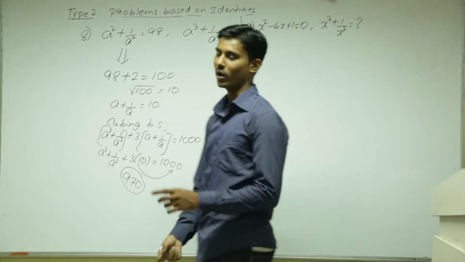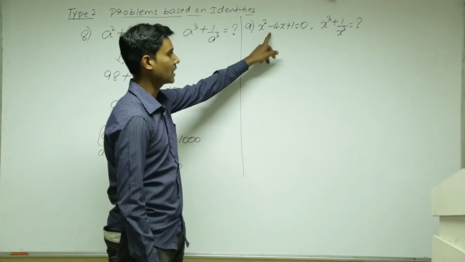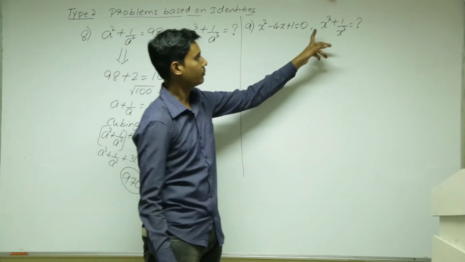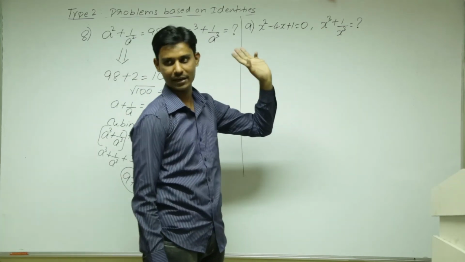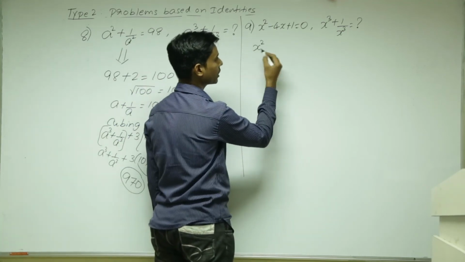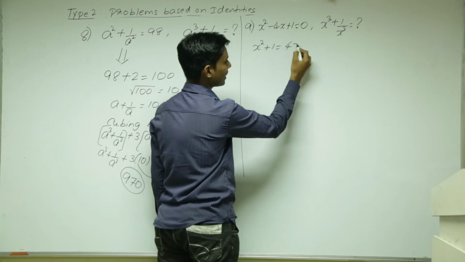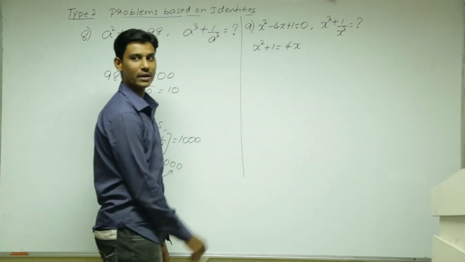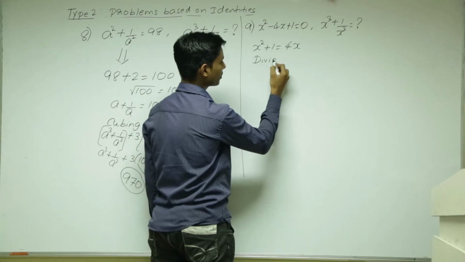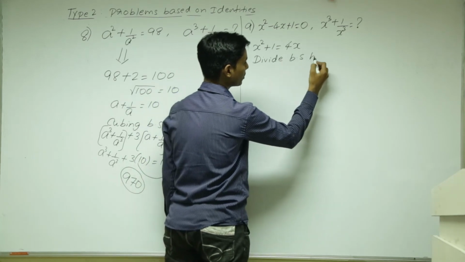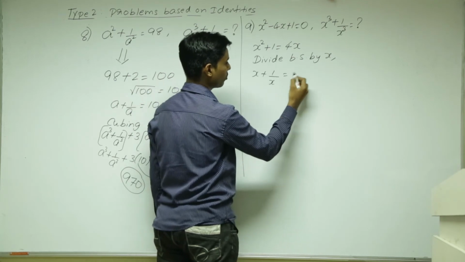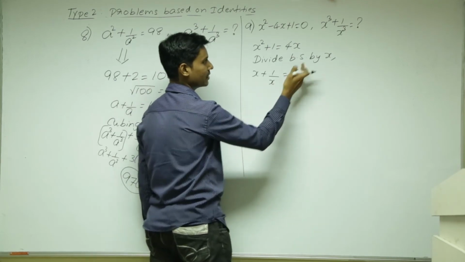Now see here. One way of solving this question is, this is a quadratic equation. Solve the quadratic equation, get the value of x, substitute in these two places, you will get the answer, right? Instead of doing all those things, x square minus 4x plus 1 equal to 0. This I can write as x square plus 1 is equal to 4x. Minus 4x I am bringing to the right hand side. Divide both sides by x. If I divide both sides by x, this becomes x plus 1 by x is equal to 4.